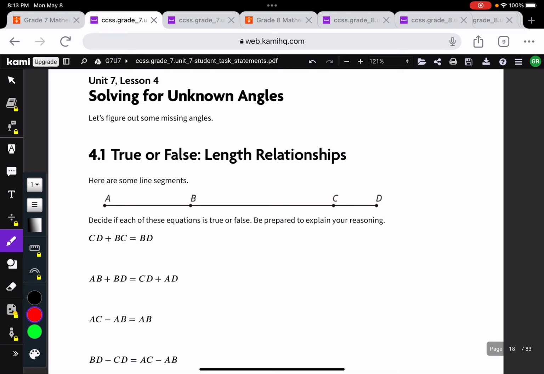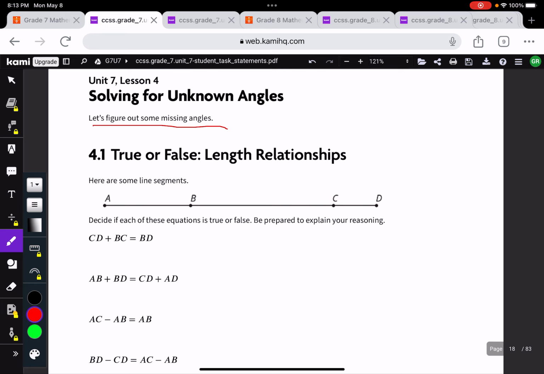Warm-up problem, true or false, line relationships. First off, it says let's figure out some missing angles. So we've talked about vertical angles, or I often call them opposite angles because they're kind of opposite away from one another. Learned that they're equal. We've also learned about complementary angles.